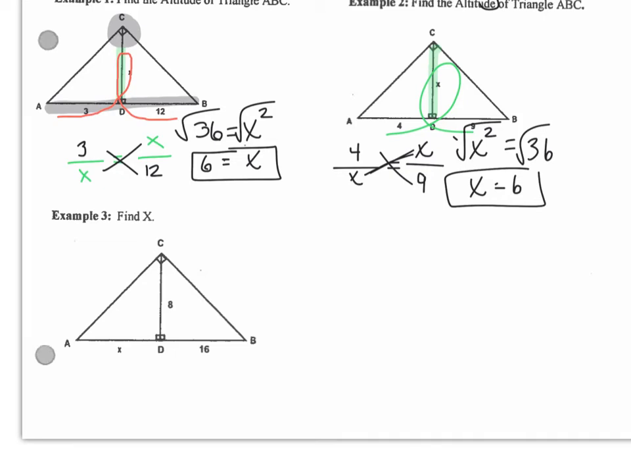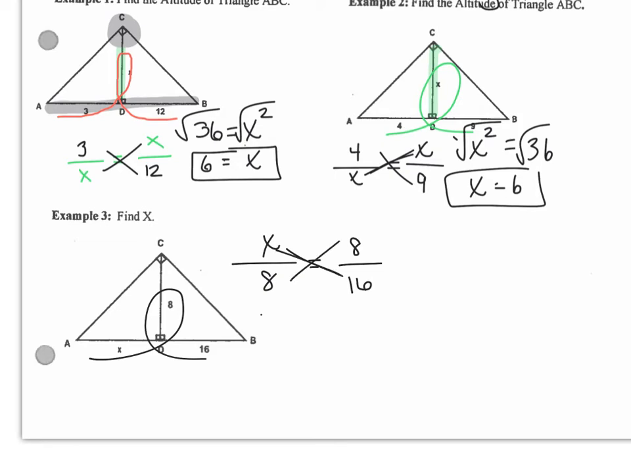So because this is the altitude, I can set up the geometric mean and draw my snake. X is my piece of the hypotenuse over the altitude, which is 8, equals the altitude, which is 8, over the other piece, which is 16. So now I'm going to cross multiply and solve.